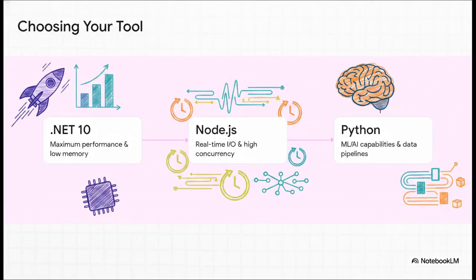So let's wrap this up. The true beauty of a polyglot gRPC architecture is that you don't have to compromise anymore. You get to choose the exact right tool for the job. Need maximum performance and low memory? Go with .NET 10. Need to juggle thousands of real-time concurrent streams? Node.js is your multitasker. Need deep machine learning and data pipelines? Python is ready to go. And that protocol buffer contract just holds it all together seamlessly.